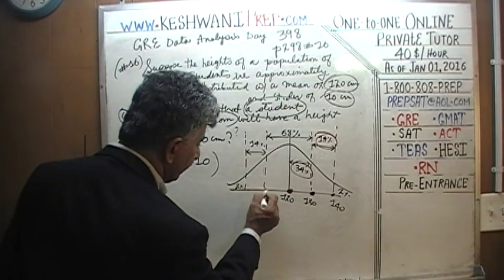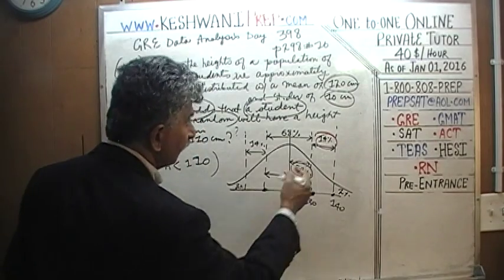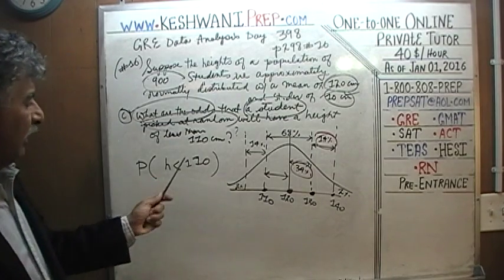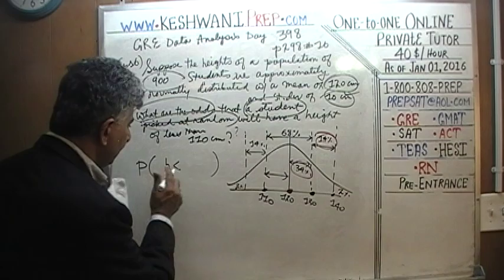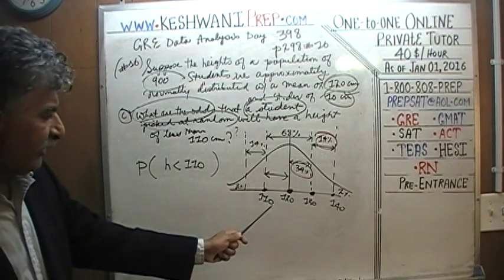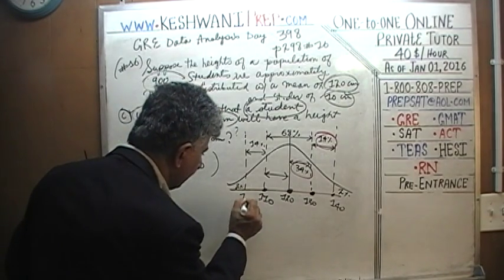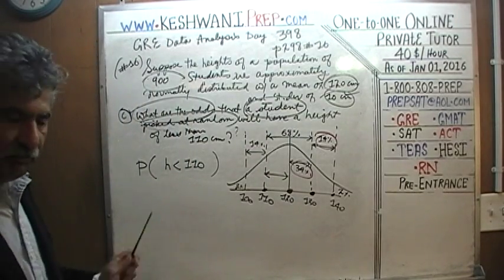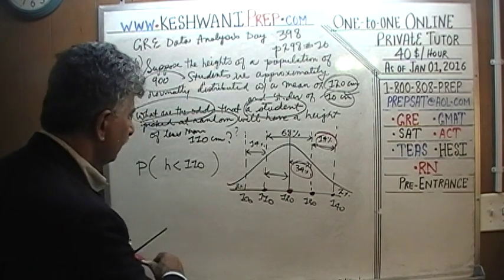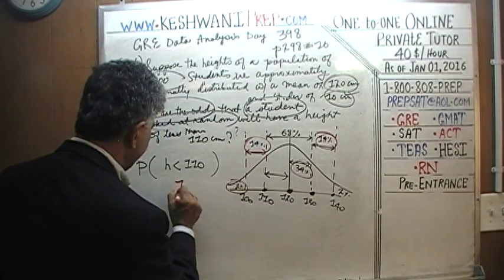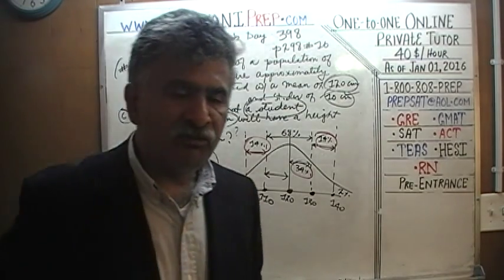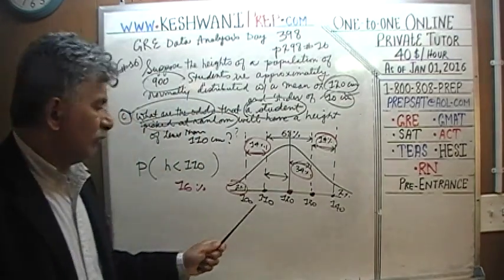Right here. This is 120. We go another one standard deviation, because the standard deviation is 10, and we reach 110. The question is, what are the odds that a student picked at random will have a height of less than 110? Well, we can clearly see that 14% of the students will have a height of between 110 and 100, and 2% will lie below that. So the answer is 2% and 14%, 16%. There is only a 16% chance that the student picked at random will have a height of less than 110 centimeters.